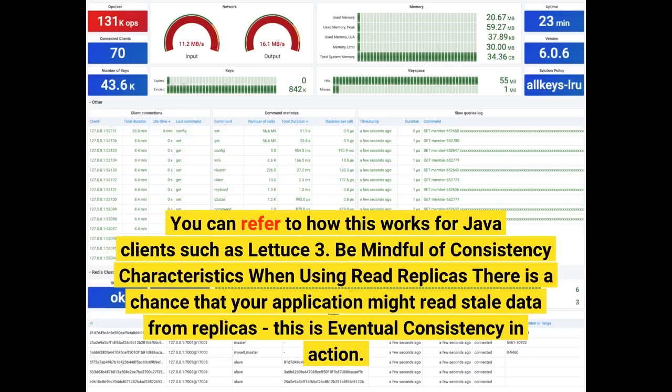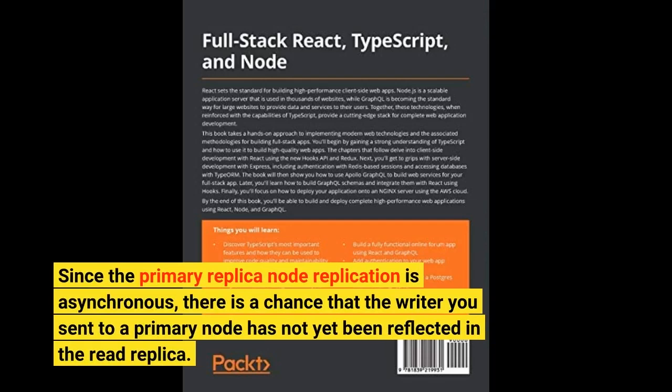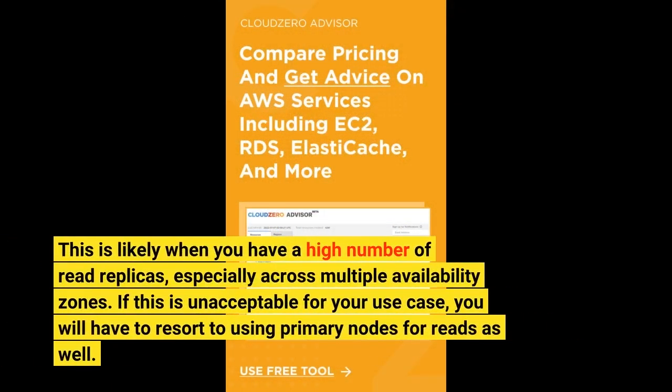Be mindful of consistency characteristics. When using read replicas, there is a chance that your application might read stale data from replicas. This is eventual consistency in action. Since the primary replica node replication is asynchronous, there is a chance that the write you sent to a primary node has not yet been reflected in the read replica. This is likely when you have a high number of read replicas, especially across multiple availability zones. If this is unacceptable for your use case, you will have to resort to using primary nodes for reads as well.